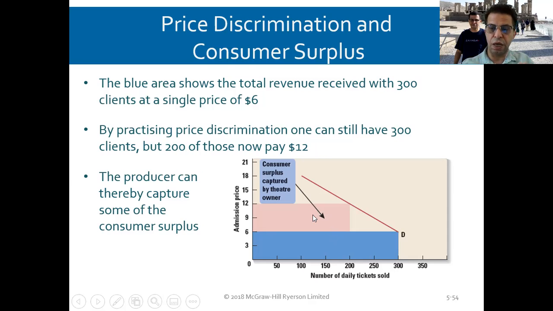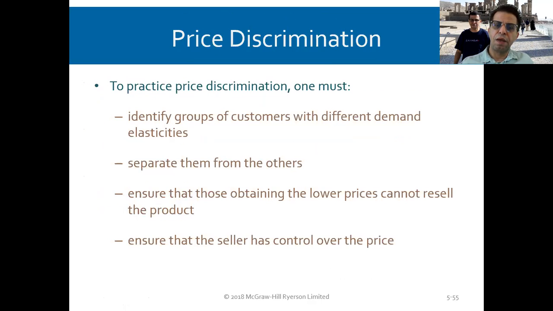And the reason, as we said, is that firms are there to maximize their total revenue. So the producer can theoretically capture some of the consumer surplus because, when the price is higher, people are willing to buy that unit, but fewer people, only some selected people, will do so. So that's how they capture some of the consumer surplus.